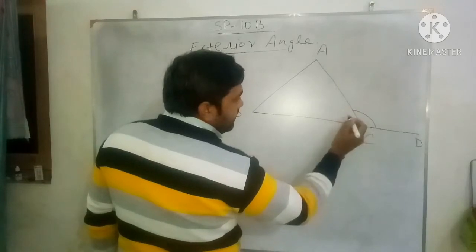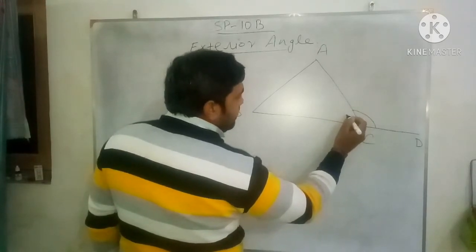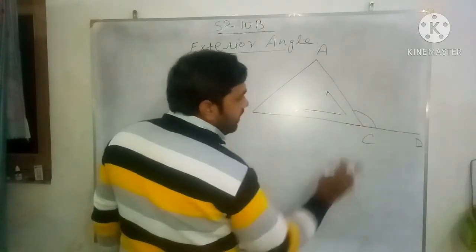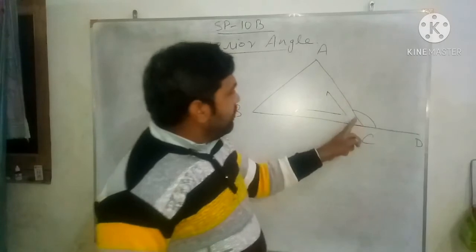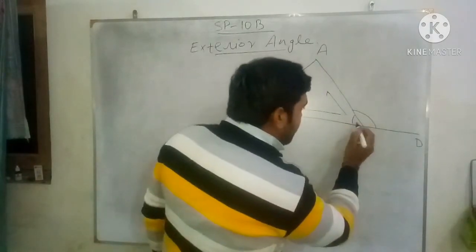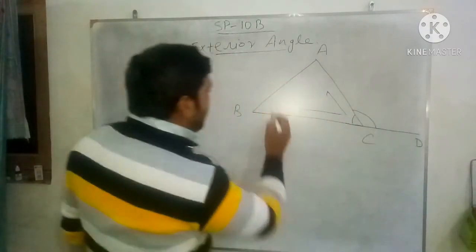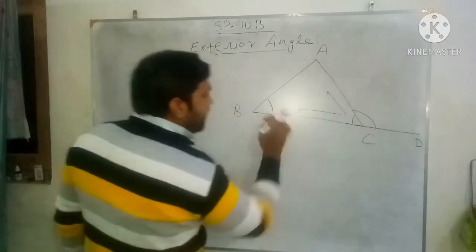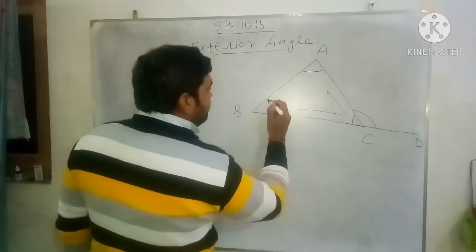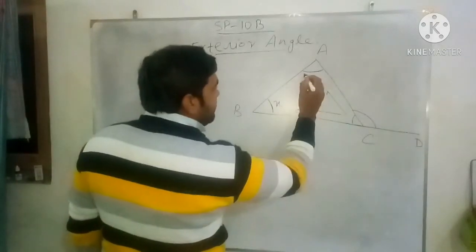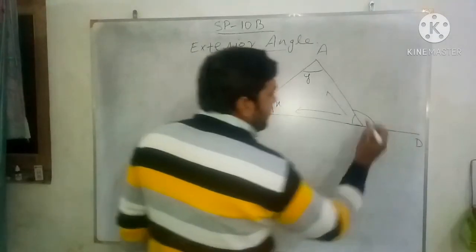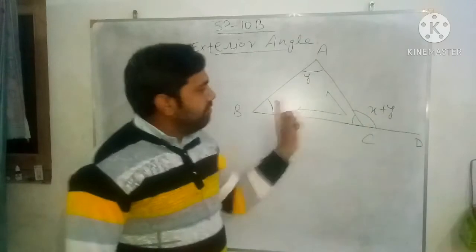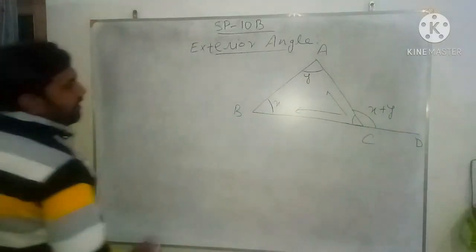Its interior opposite angles are these two angles, opposite to this interior angle. This is the exterior angle at C, and the interior angle at C is this angle. So this exterior angle is equal to the sum of its interior opposite angles, these two angles. Suppose this angle is x and this angle is y. So this exterior angle will be x plus y. That is called the exterior angle.